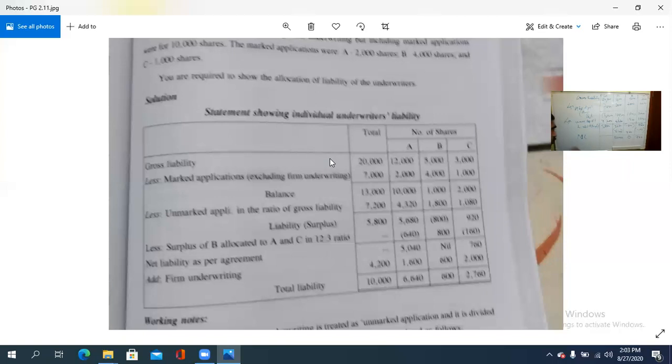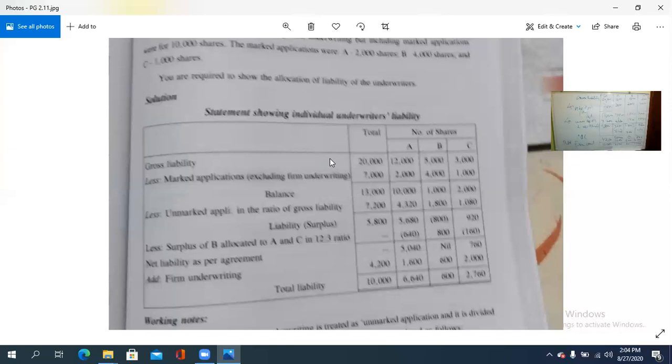Along with that, we need to add the firm underwriting. This is as per the format. Here, the firm underwriting amounts are given in the question, and we must add them up. So it is 1,600, then 600, and the last is 2,000. So how much is it? 6,640, 600 and 2,760. So how much is it? 10,000. See, the final value we received as 10,000 is the total liability.